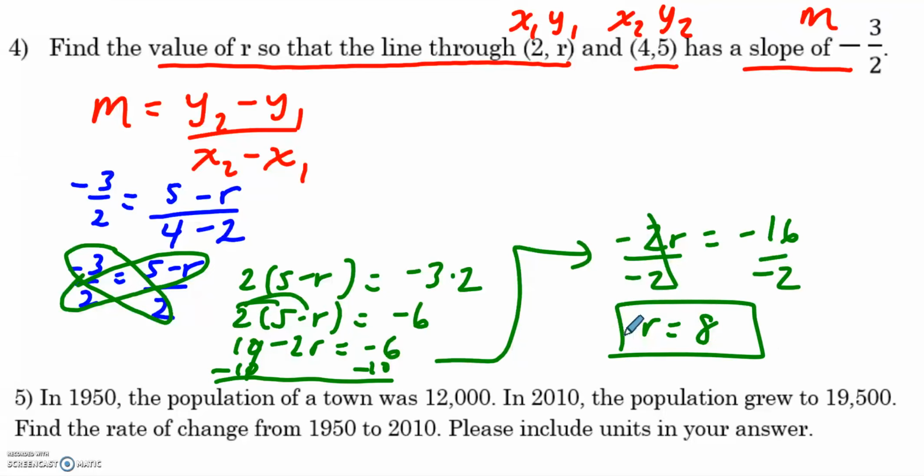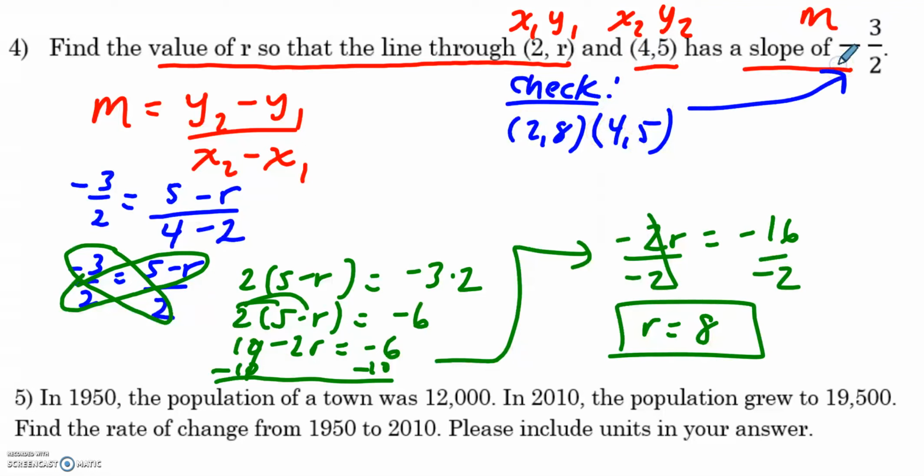Now let's say on the test that you're not 100% sure that your answer is correct. Because you created an equation here, you could go back and check your work. So if you're interested in writing this down, I'm going to write a little check here. If I think that r is 8, that means that the first point would be (2, 8), and the second point would still be (4, 5). If this works, my slope should be negative 3/2.